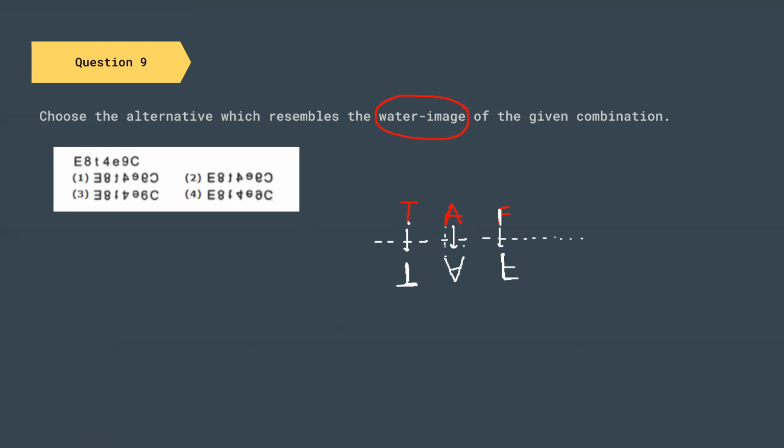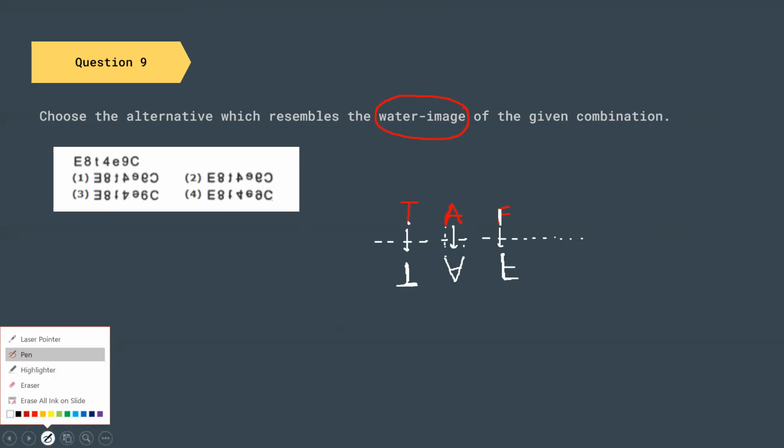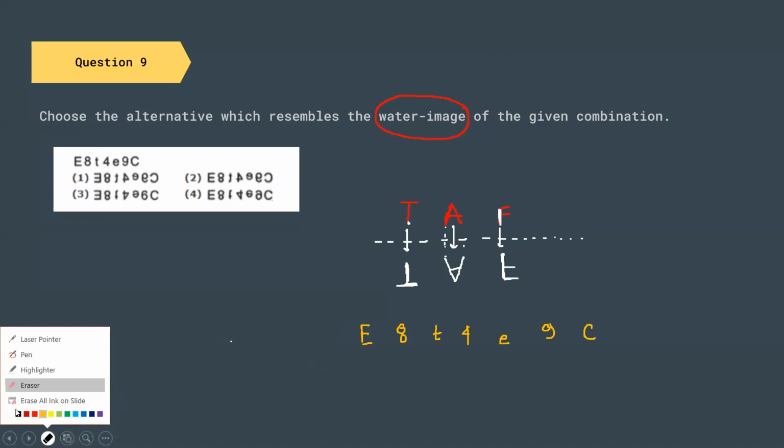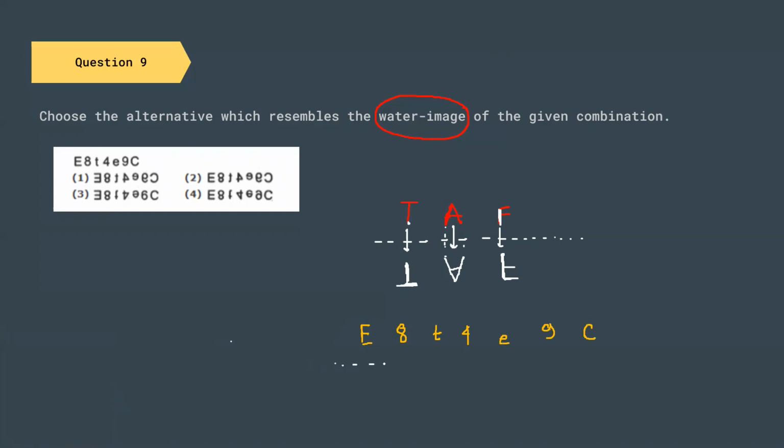What is the word that we have? Let us write it in different colors and then see. We have E, then we have 8, then we have T, then we have 4, then we have E, then we have 9, and then we have C. And there is water below it.